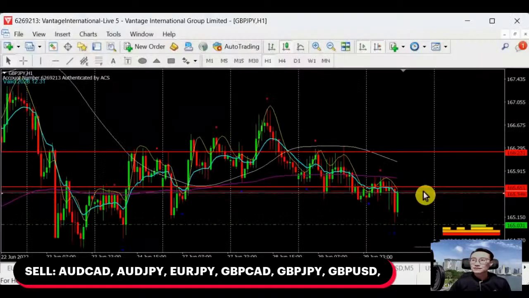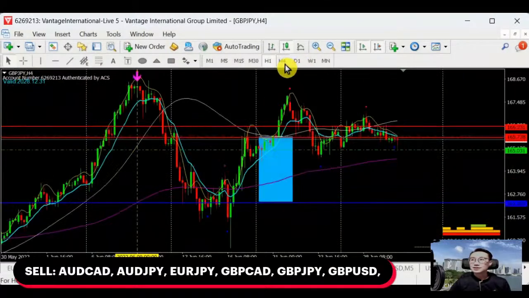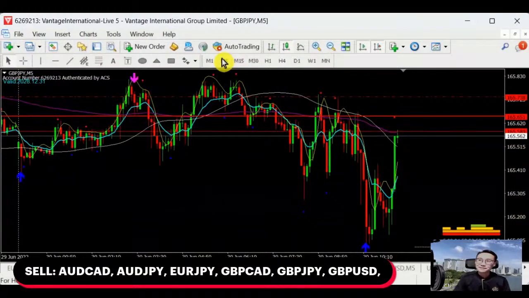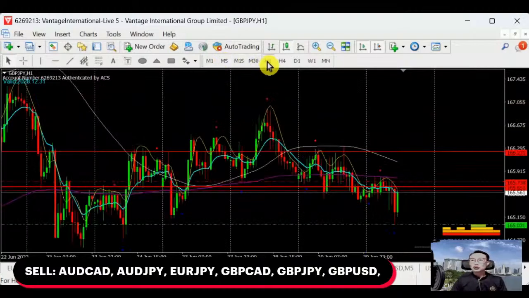If I want to sell, I will wait for another round of resistance, then I will start selling from there. For example, after this level we have a level of resistance over here. This level of resistance is something that I will be looking out for. Usually I won't do that.